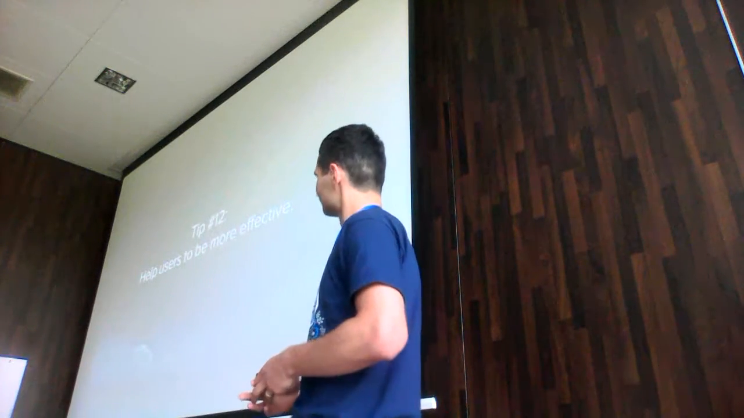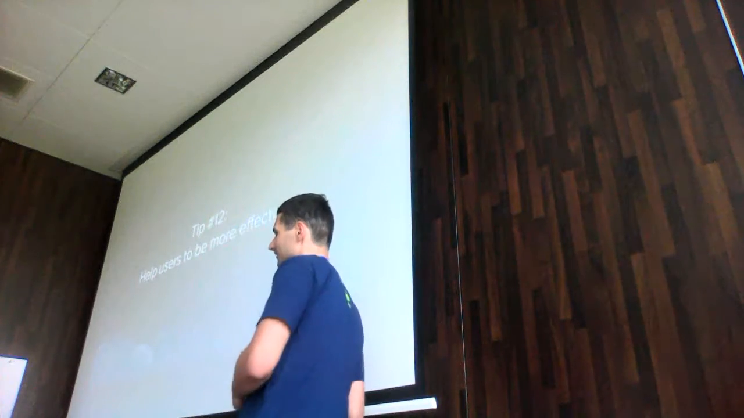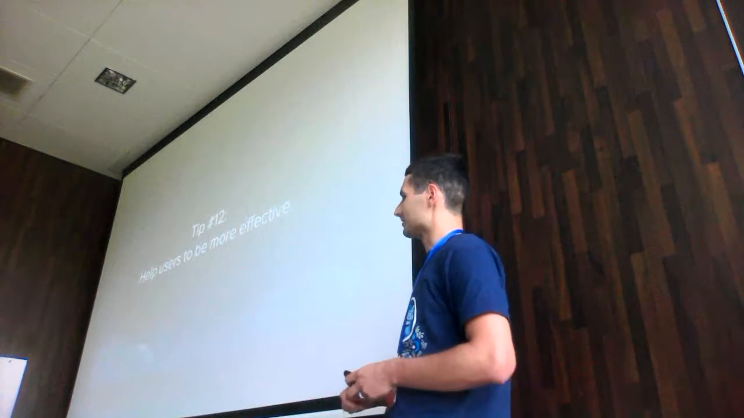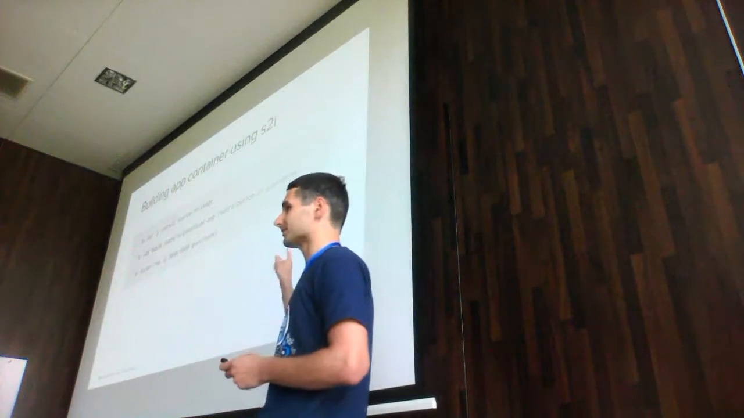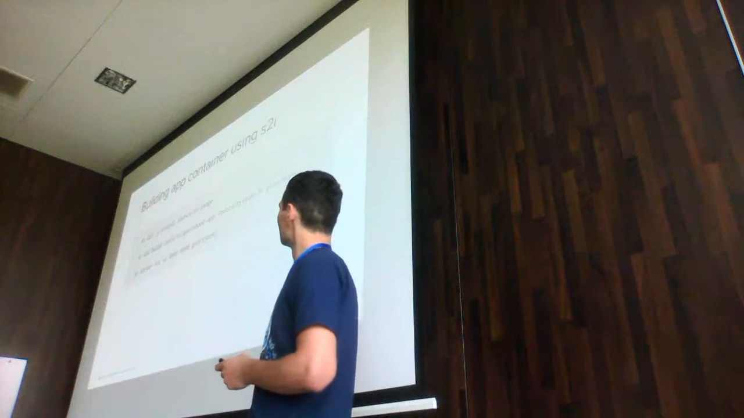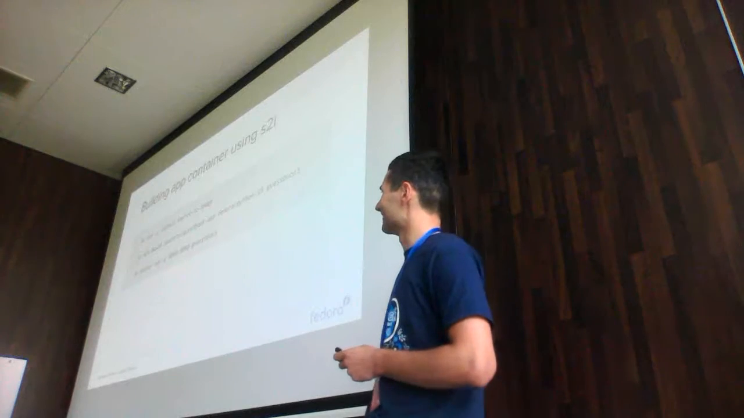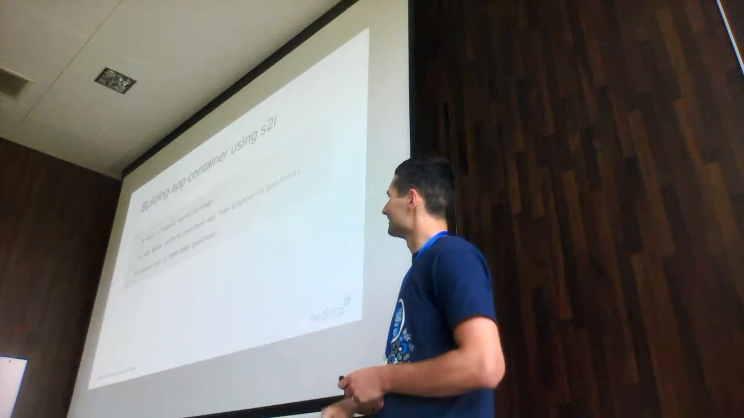So this was the question: how to help users to do something like that more efficiently. That was the question that the OpenShift guys were facing. And they produced a tool called source-to-image. And the tool does pretty much that: it gives the source of the application to the image. And it can be used like this.